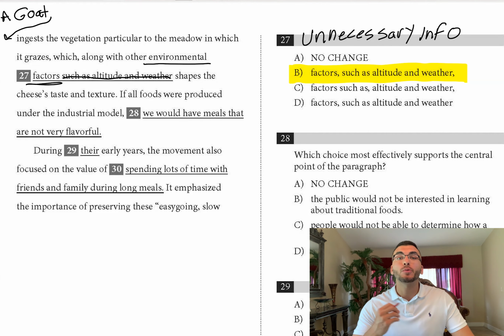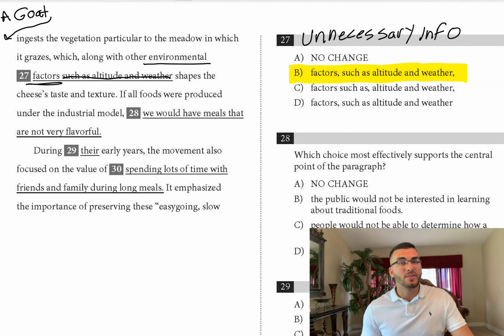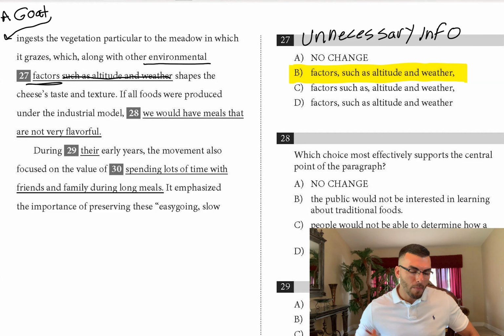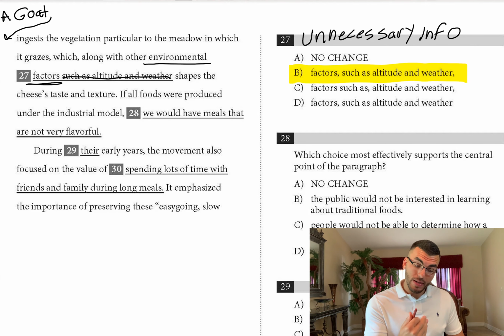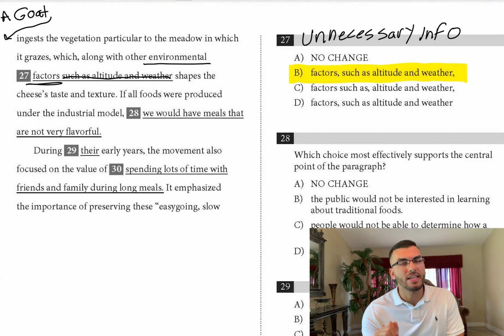If we read the sentence without it, it would still make sense, and the main idea is definitely not such as altitude and weather. That doesn't contribute to the main idea. The main idea is that a goat ingests the vegetation particular to the meadow in which it grazes, which along with other environmental factors shapes the cheese's taste and texture. We didn't need such as altitude and weather for the sentence to still make sense. So since it's unnecessary, it needs to be surrounded by commas.